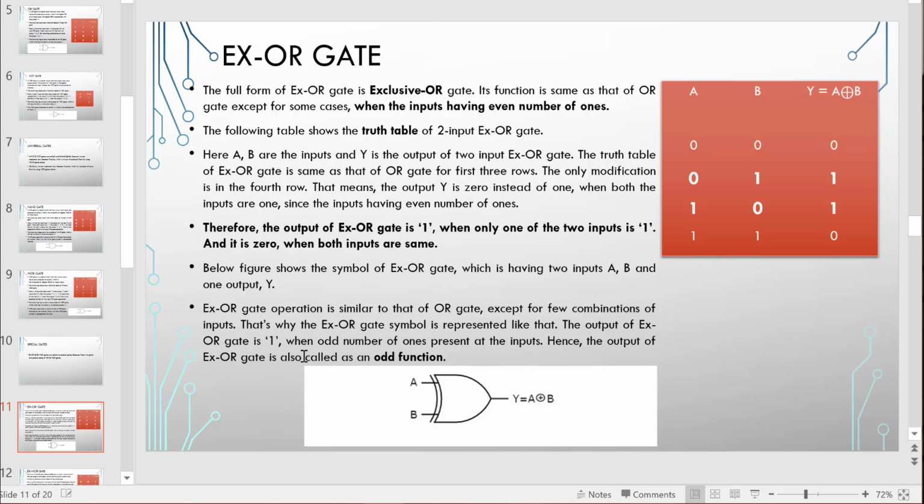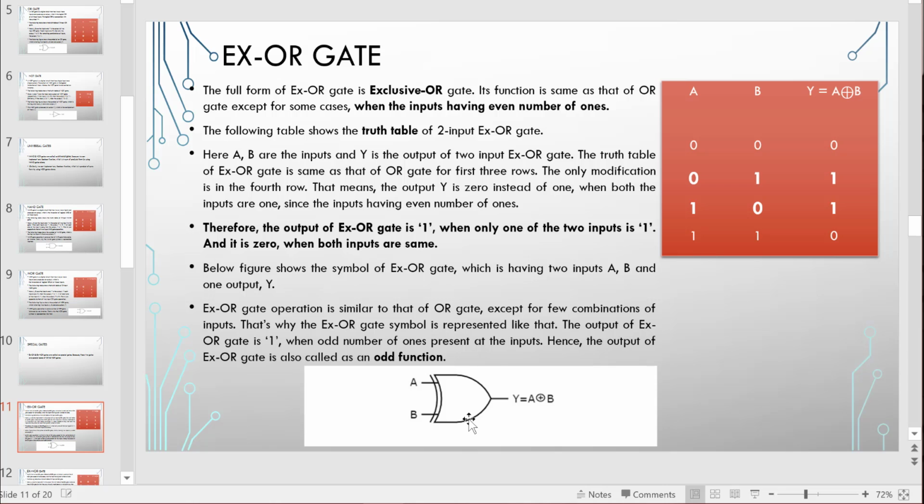Hence, the exclusive OR gate is also called an odd function, because it will give you 1 if there are an odd number of ones in the inputs, right? And how can you represent it? You can represent it using the same shape as the OR gate, but with an extra line on the input side of the gate, right?